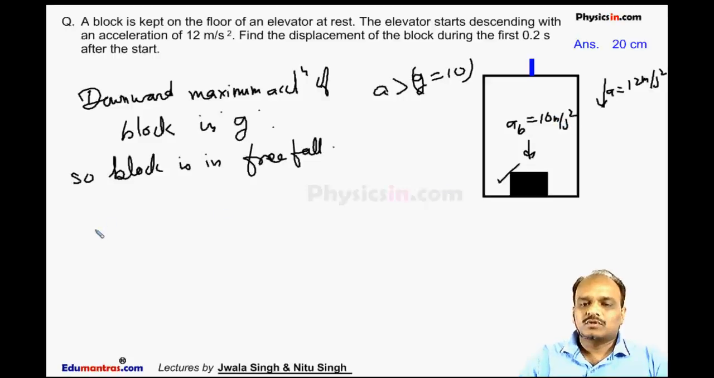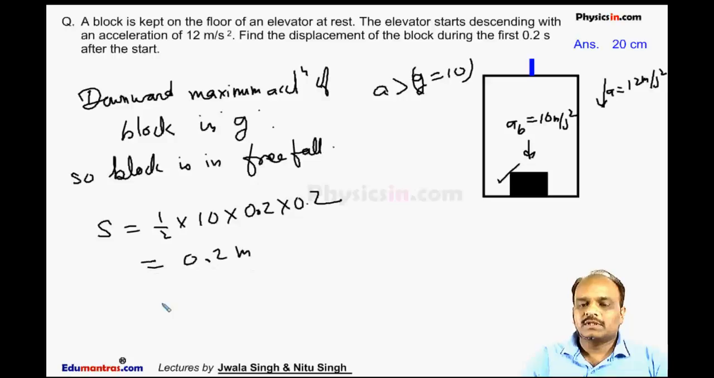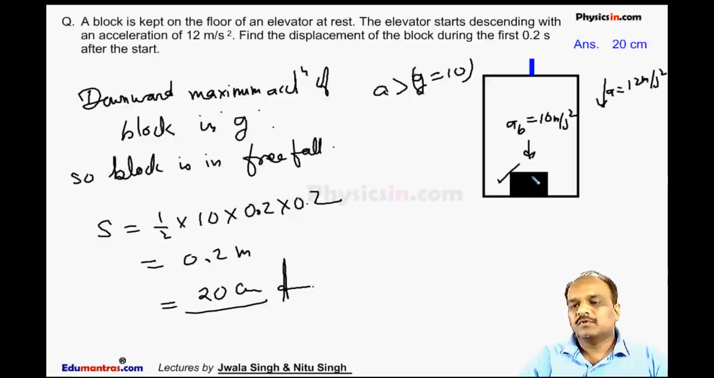per second square. So we can say the displacement is 1 by 2 A t squared, means it is 10 into 0.2 into 0.2. So it comes out to be 0.2 meter, or that is equal to 20 centimeter. This is the answer. You can never use 1 by 2 A t squared with A equal to 12 meter per second square, because this block will fall with an acceleration that is equal to 10 meter per second square.